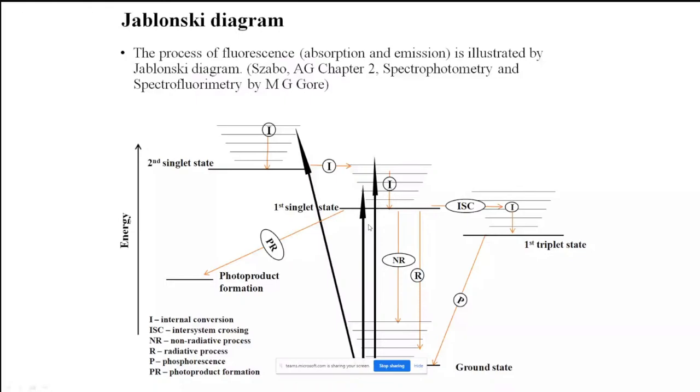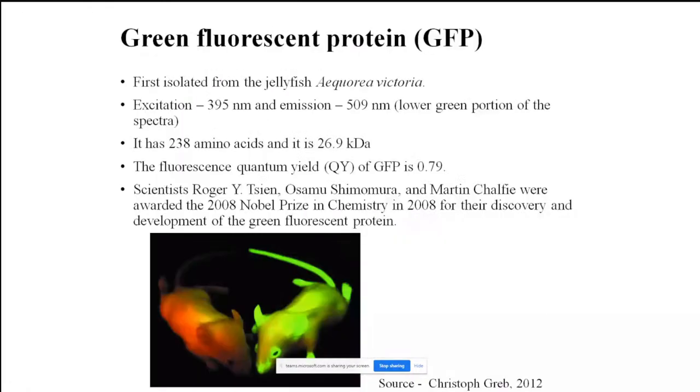I'm not going to discuss in details, but you look at the person who actually discovered this, Osamu Shimomura, and Martin Chalfie, they got the Nobel Prize in 2008. The GFP has a fluorescence yield of 0.79, one of the highest quantum yields. And this is a natural fluorophore. Their question was how the jellyfish actually fluoresces. Ultimately, they isolated this protein.